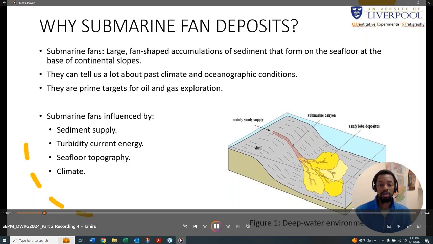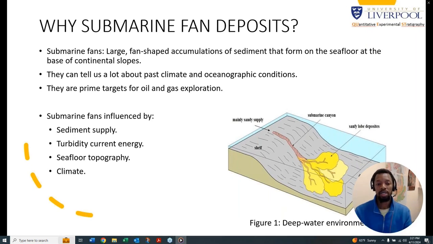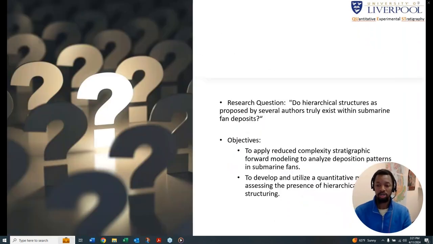For many years now, researchers, both in academia and in industry, have had interest in studying submarine fan deposits because they tell us a lot about past climatic and oceanographic conditions, and they are also a prime target for oil and gas exploration.